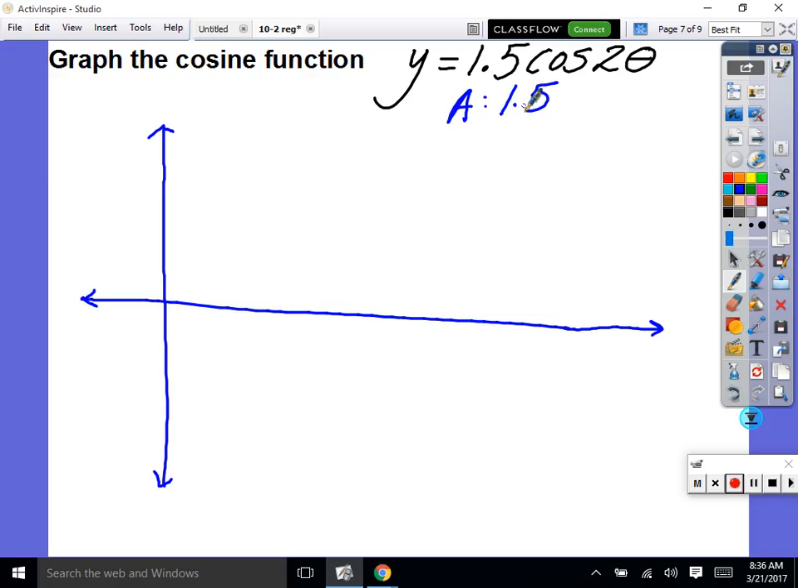These are your examples. Now our period, we've got to calculate. That's 2 pi divided by b, which b is 2. So 2 pi divided by 2, which is pi. So the length of one cycle is pi in length. Everybody good?